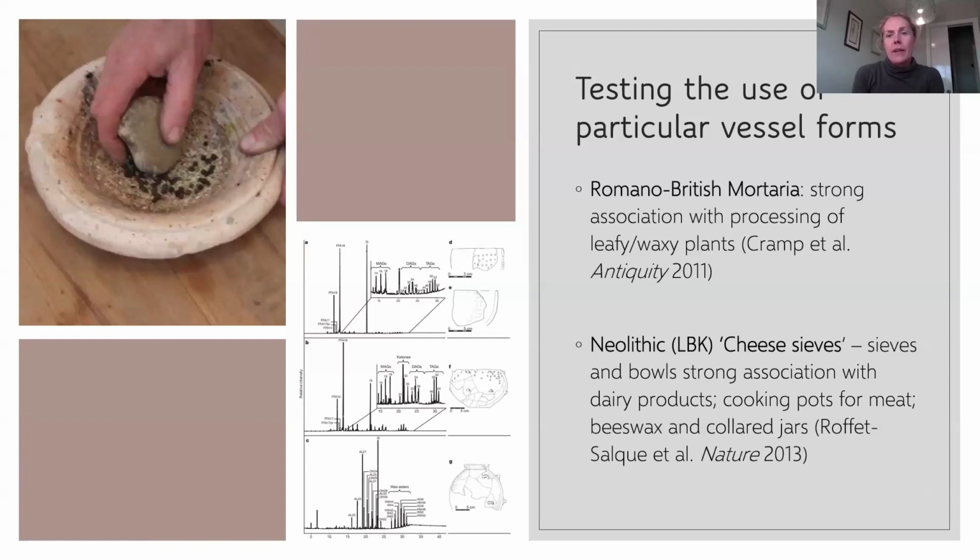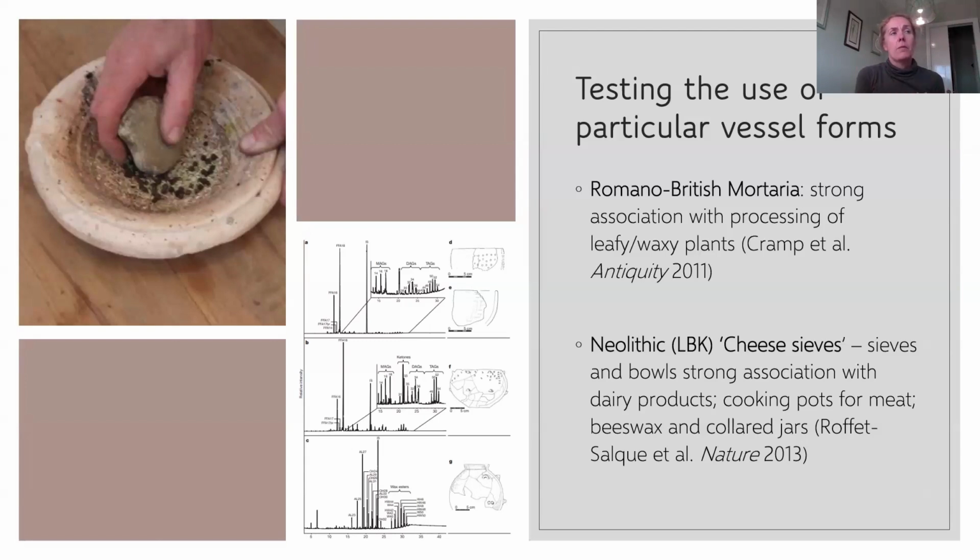So thinking about the kinds of questions we can ask, one of them is starting to test hypotheses about the function of different forms of vessels based upon their shape and their fabric. I'm just going to whistle through a few examples here because there's not really time to go into any in detail. But one example is some work I did on Roman mortaria back in my PhD to see if these were a specialized type of vessel that was being used in a different way to other kinds of pots used in the Roman period.